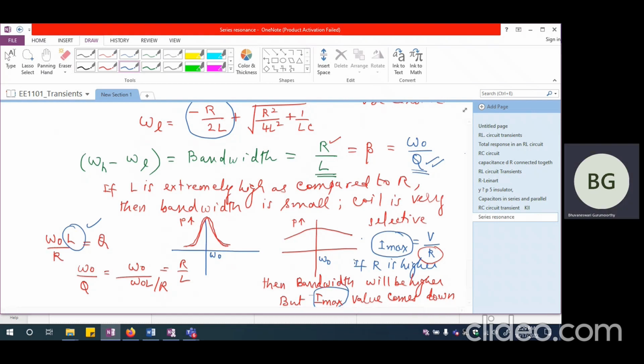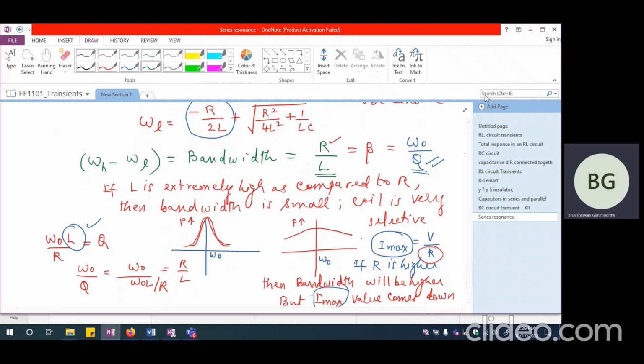Okay. So this is a very, very important point because you can't have the quality of the coil to be good and simultaneously you can't expect it to be really selective. That is one of the general remarks that we can make about series resonant condition.